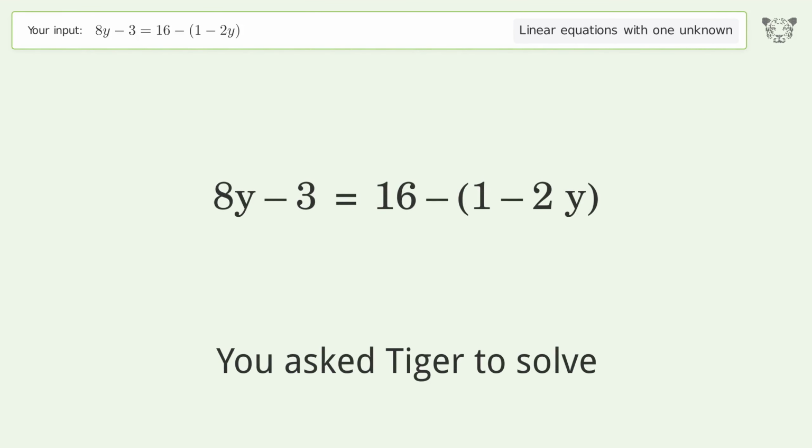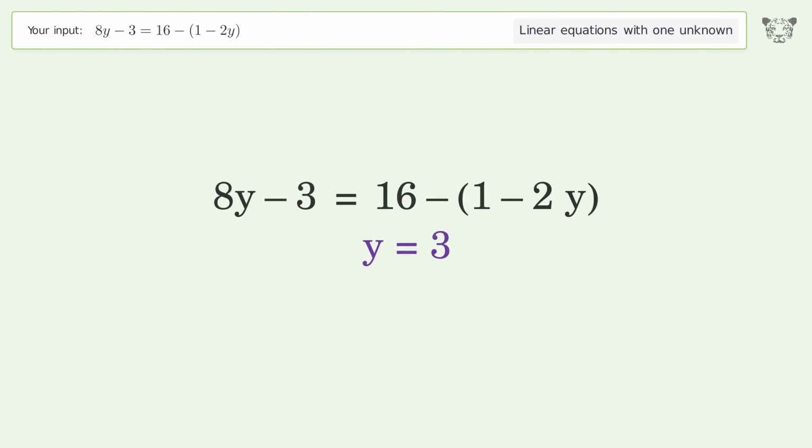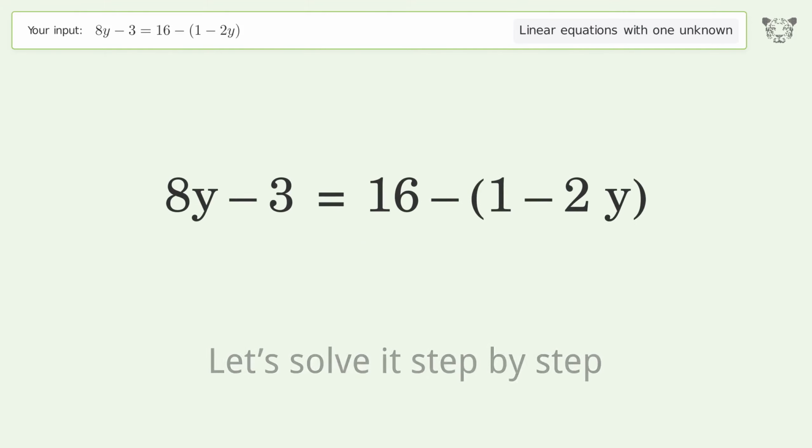You ask Tiger to solve this. This deals with linear equations with one unknown. The final result is y equals 3. Let's solve it step by step.